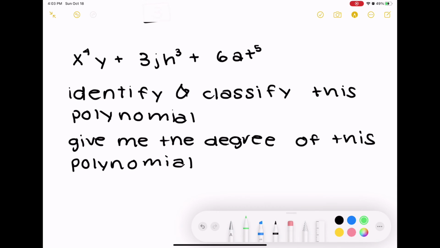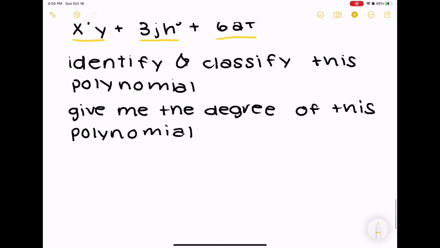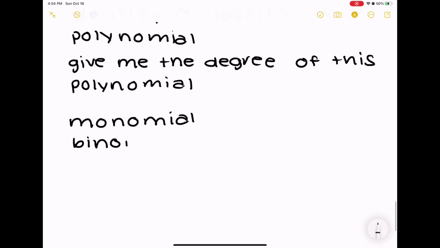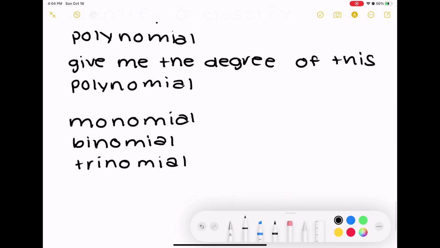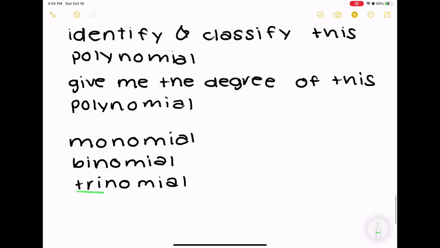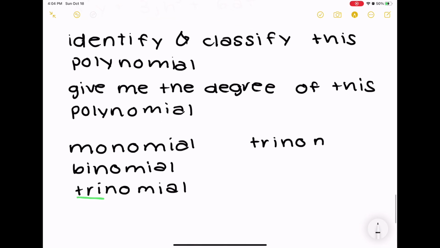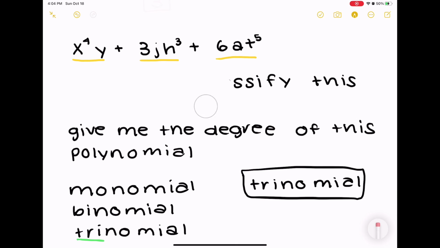Did you do it? Let's check if you got it correct. So first, we're going to identify this polynomial. We have 3 terms. And remember, we have monomial, binomial, and trinomial. The root of trinomial is tri. And triangle, that's the same root and has 3 sides. So that can kind of tell us that this is a trinomial, since it has 3 terms.